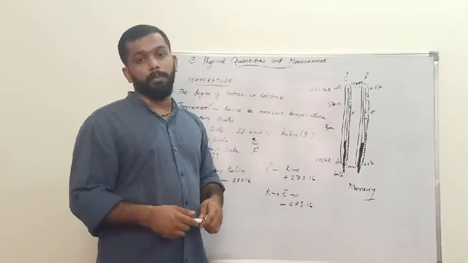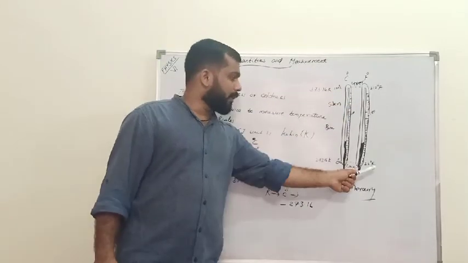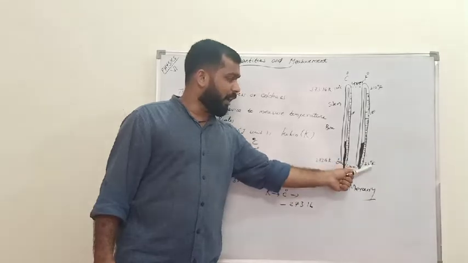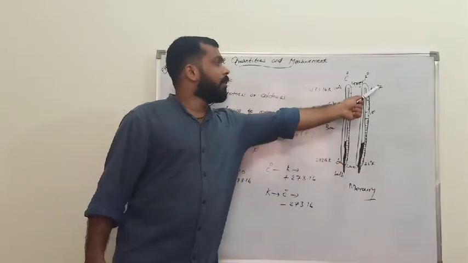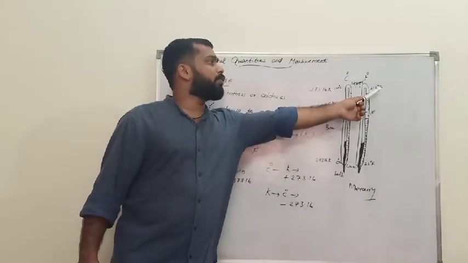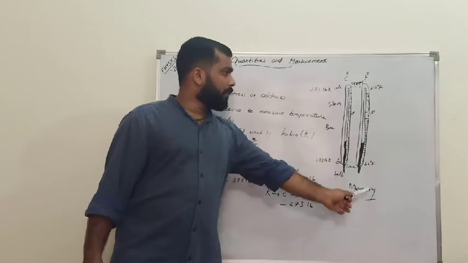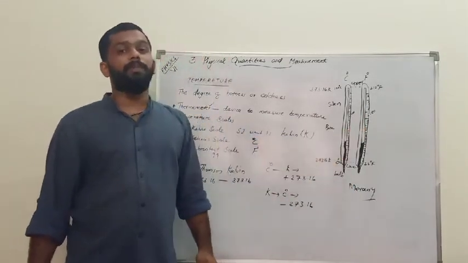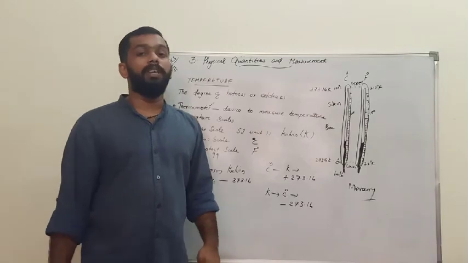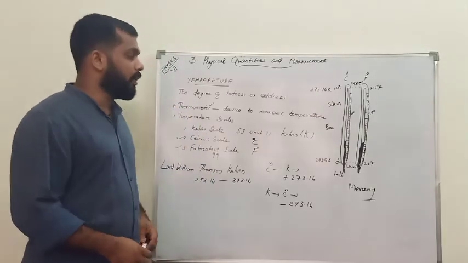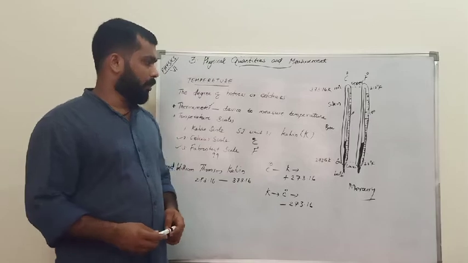But the upper limit and lower limit are the same for the degree Fahrenheit thermometer, but it is divided differently. The lower limit is taken as 32 degree Fahrenheit and the upper limit is taken as 212 degree Fahrenheit. So this is divided into equal 180 divisions.